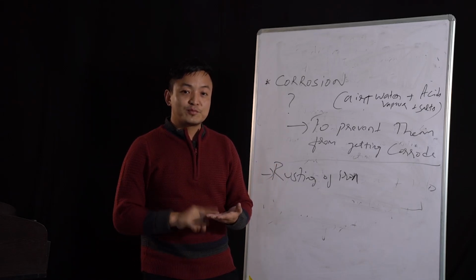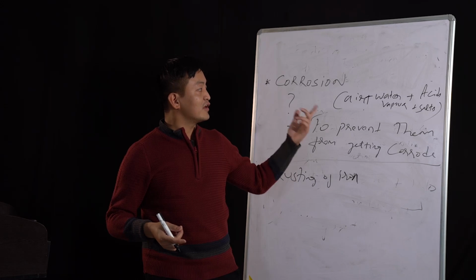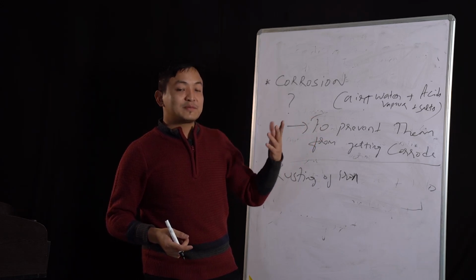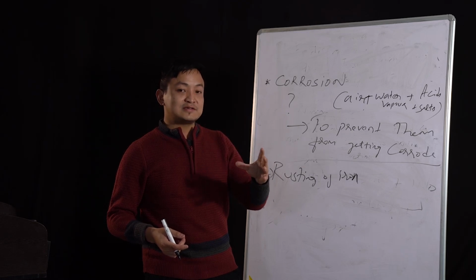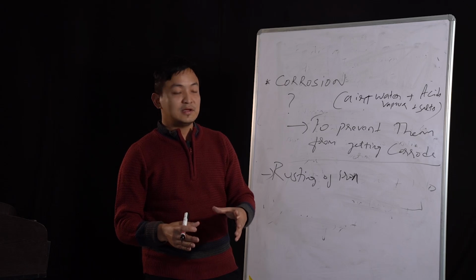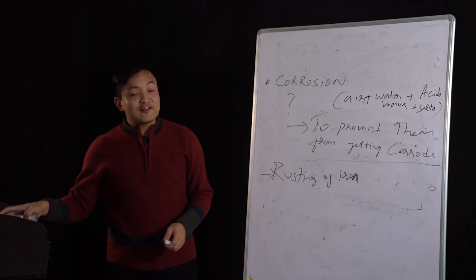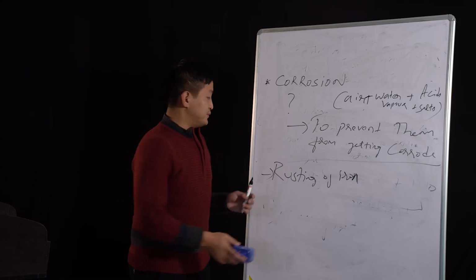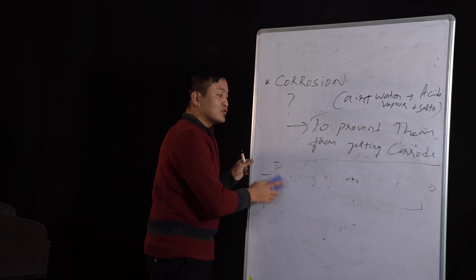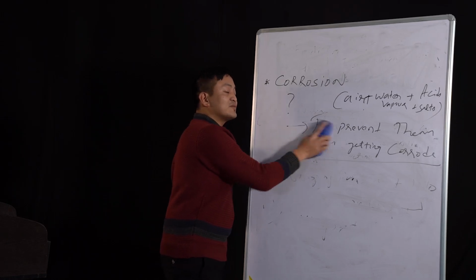Clear? So let me repeat it again. Metal surface on exposure to the action of air, water, acids, and salts, what happens? The corrosion takes place. And this process together is known as corrosion. And we have many steps, many preventions for metals to not get corroded, or we can prevent the iron from getting rust.